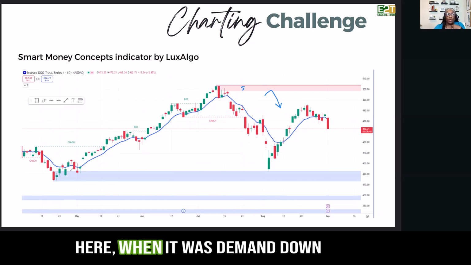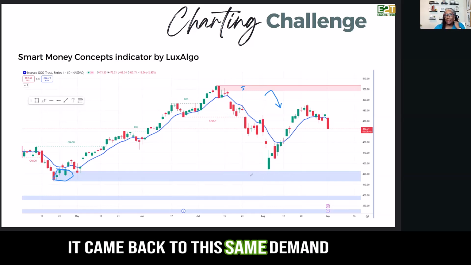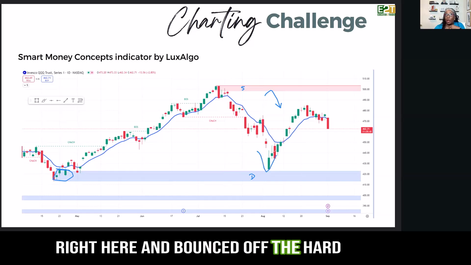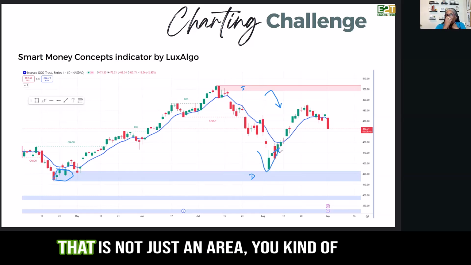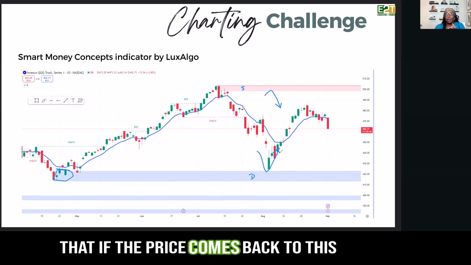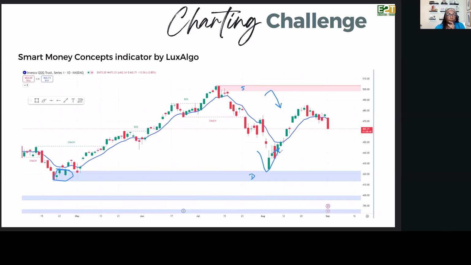Just like here, when it was demand down here, we did all this stuff. And when it came back to this same demand area, because it was demand, it came right here and bounced off of it hard and went on back up. It gives you more confirmation that if the price comes back to this area, I can trust that it's going to reverse here. All the stuff you see, I turned off all the other indicators so I could take this picture. But you see that this green goes with the break of structure. The red is here. The blue is here.